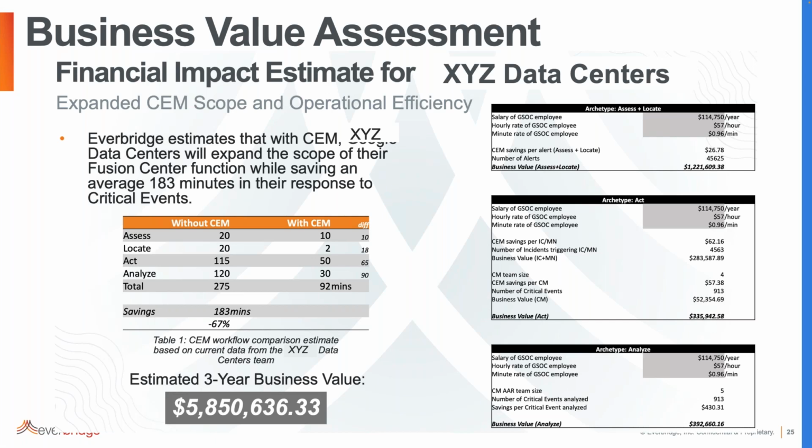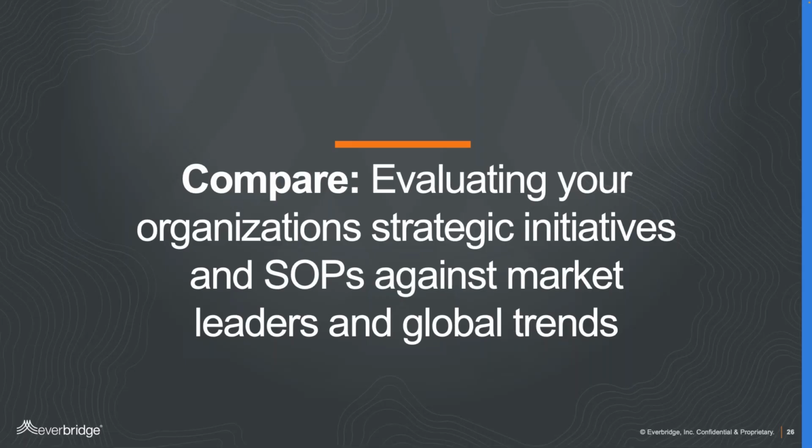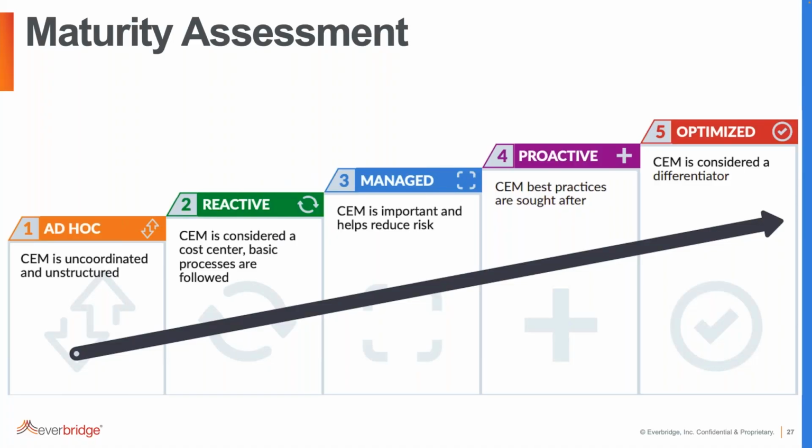So let's go to the last stage here, which is really comparing ourselves to other organizations that are out there in global trends and leaders. There's always going to be a maturity to a unified approach or towards organizational resilience, right? When we think about it from an ad hoc perspective, it's typically uncoordinated, unstructured, very paper heavy, right? We're going to work our way through reactive, which is where CEM is considered a cost center. We talked about that before.